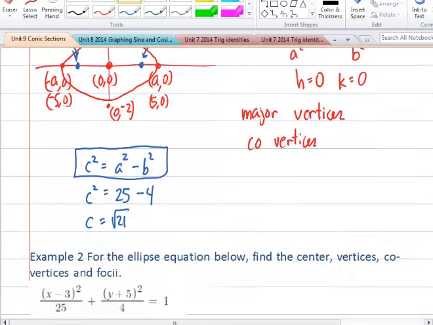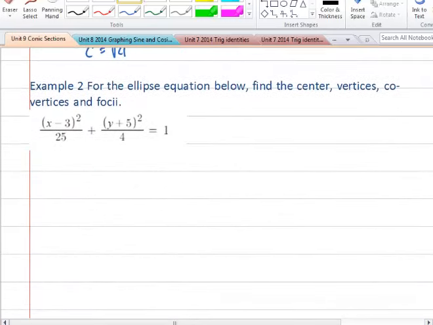We come to our next example, and it says for the ellipse equation below, find the center, vertices, co-vertices, and foci. Now this equation is fully developed. It's an ellipse that's been moved basically 3 to the right and down 5. So we know where the center point is right away, just like we found the center point for circles. So the center of this ellipse is going to be at 3 comma negative 5.